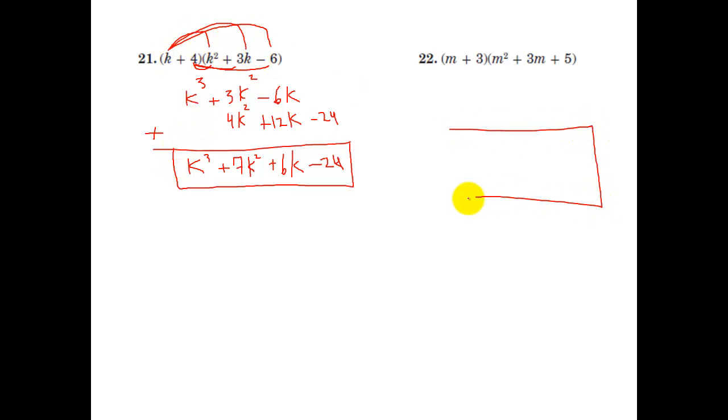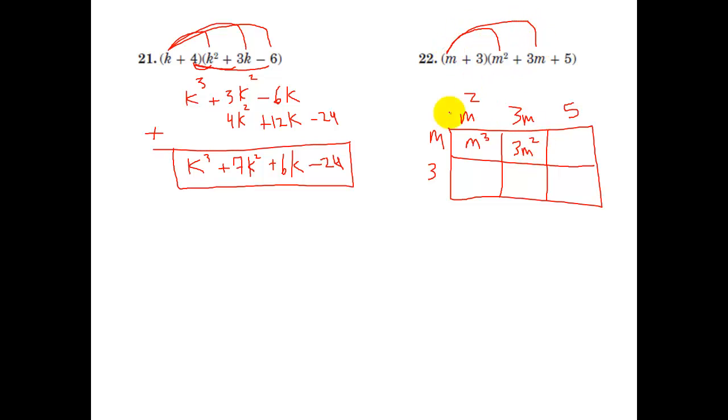For this last one, I'll do a rectangle diagram, and you'll see it really is completely equivalent to this distribution method. It's just showing it a little bit more. So here I've got an m and a 3. Across this way I have m squared, 3m, and 5. So when I multiply these two together, I get m cubed. That was basically the same as this step of distribution. Okay, then I multiply the m by the 3m, and I get 3m squared. That was the same as this distribution. And now I multiply the m by the 5, and I get 5m. That was the same as this distribution.